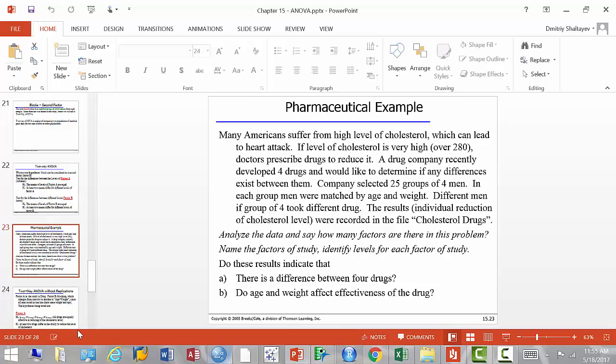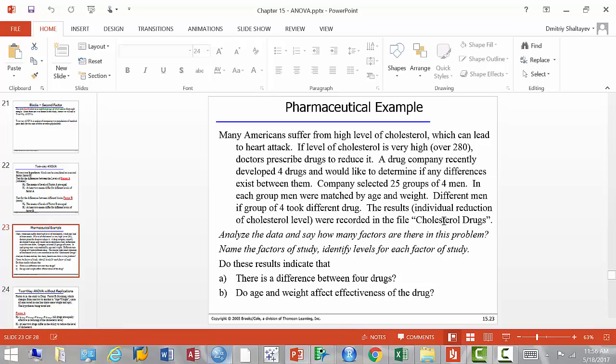All right, so let's take a look. These are the questions we need to address, right? Let's take a look at the data and say how many factors are there and what are the levels of the factors of study, and then answer these two questions. Is there a difference between the 4 drugs in terms of the cholesterol reduction? And also, do age and weight affect how effective the drug is in terms of reducing cholesterol level?